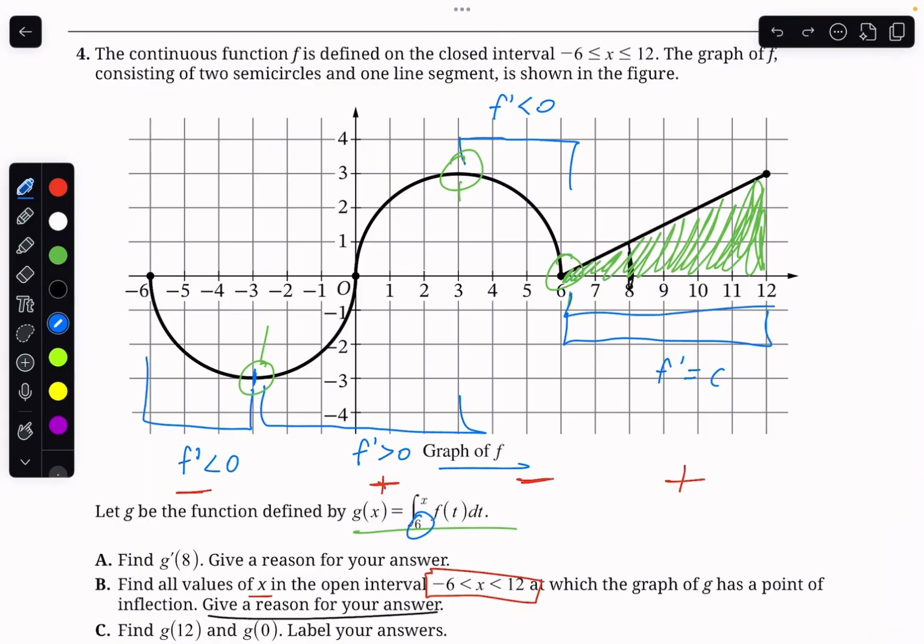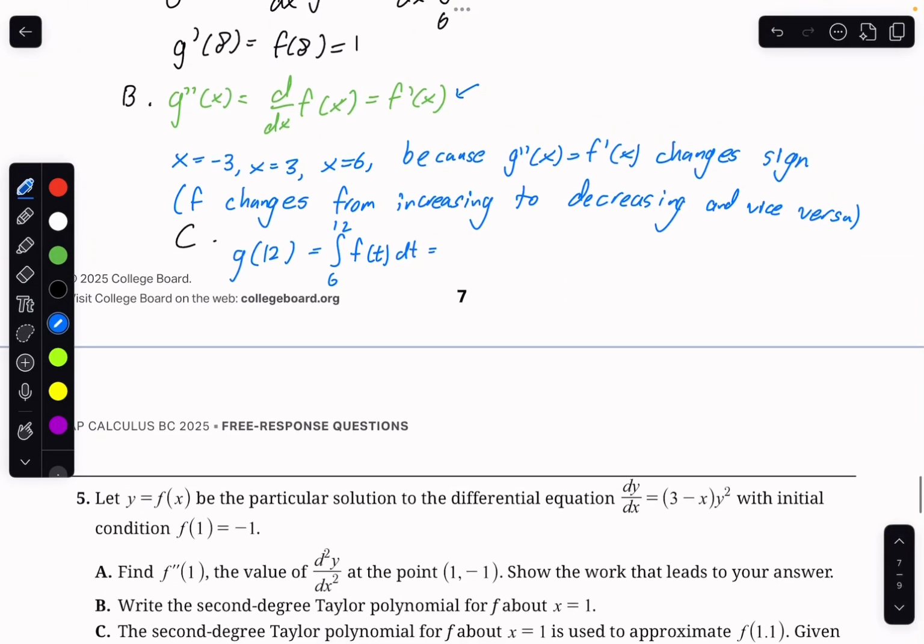And this is just a triangle because it has a linear slope right here. So the base is going to be equal to what? 12 minus 6, which is 6 in the bottom. What is this height equal to? 3 units, and that's all we need. So it's going to be 1/2 base times height. 1/2 times 6 times 3, and this is going to give us 9.